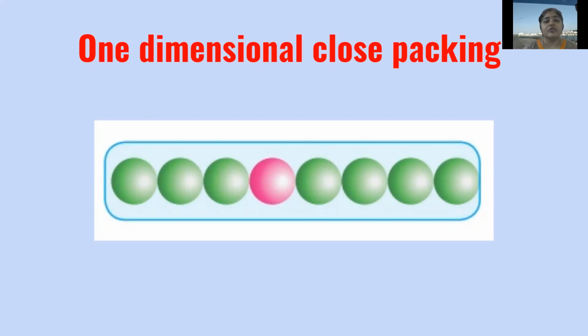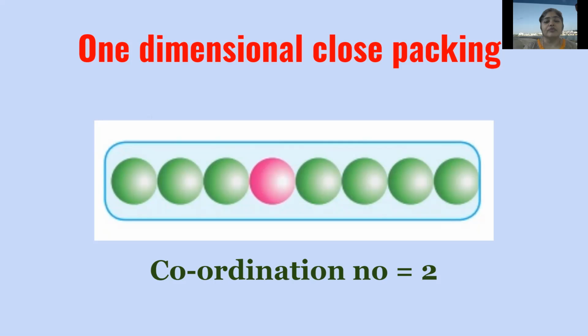And the number of atoms or number of particles with which a particular particle is in contact during an arrangement is called its coordination number. So in this case, the coordination number will be 2 because each atom here is in contact with, or is touching, two other spheres, one to its right and one to its left. I hope this is clear. So coordination number is nothing but the number of atoms or constituent particles with which a given particle is in contact.